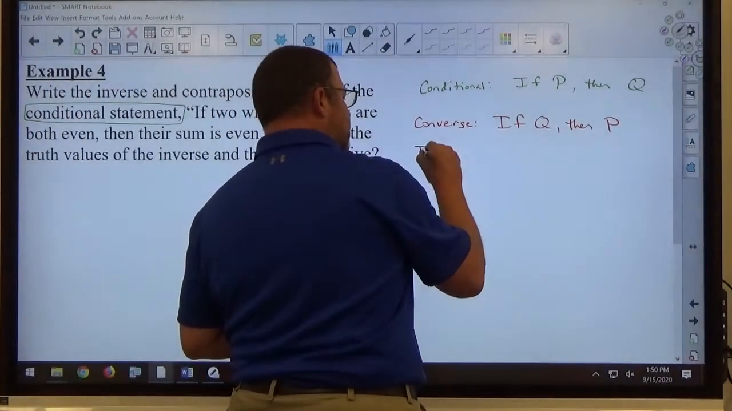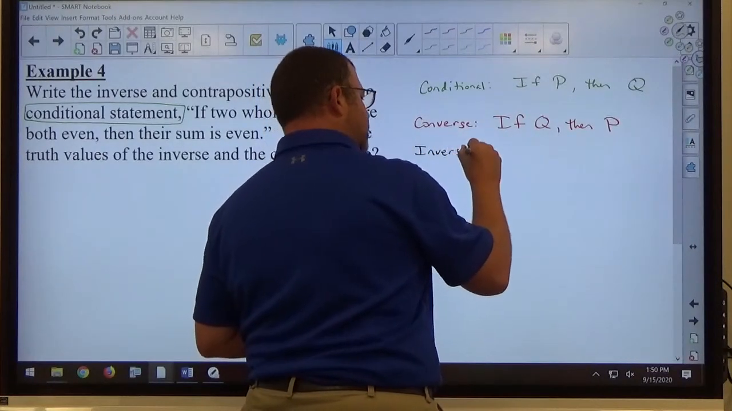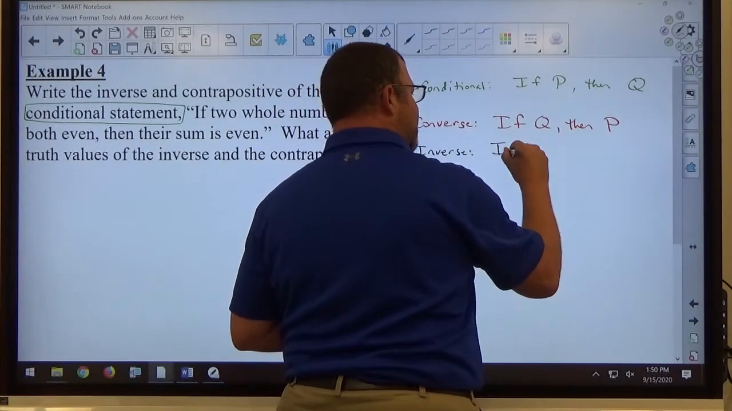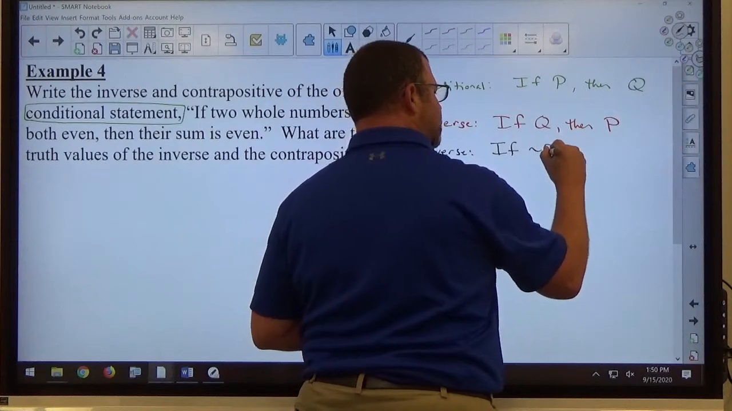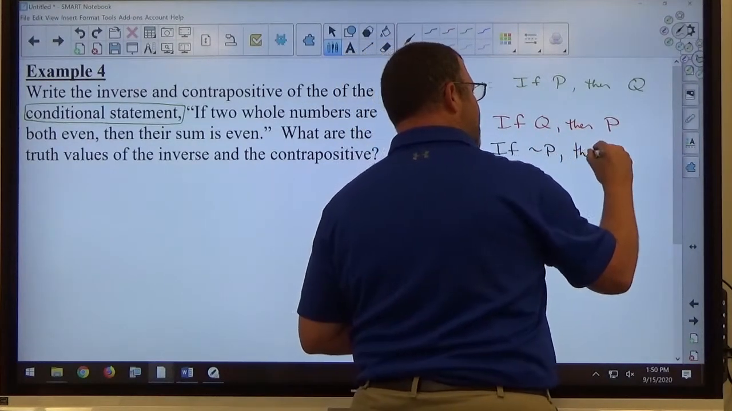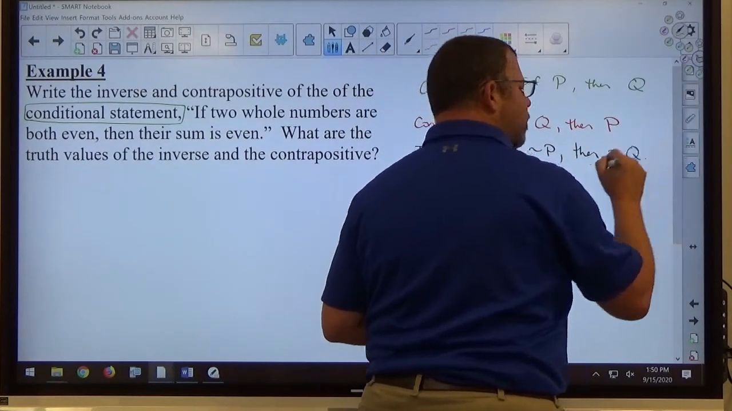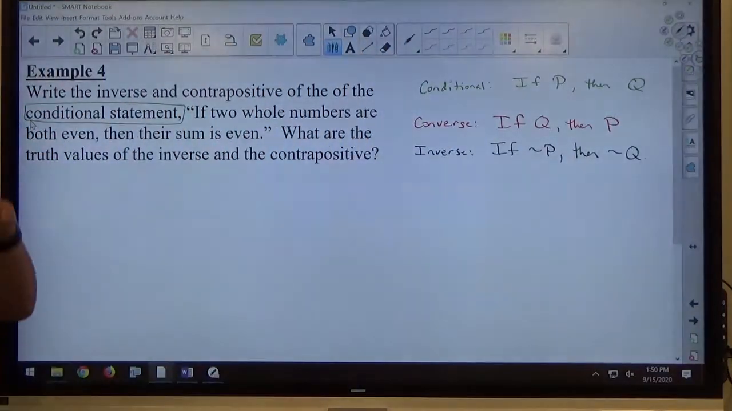The inverse says if not P, then not Q. And they do use symbolism. They don't write the word not. That little squiggly in front of P means not P. What not P should be would be the most completely opposite idea possible. And we'll talk about what that means in the context of this problem in a minute.